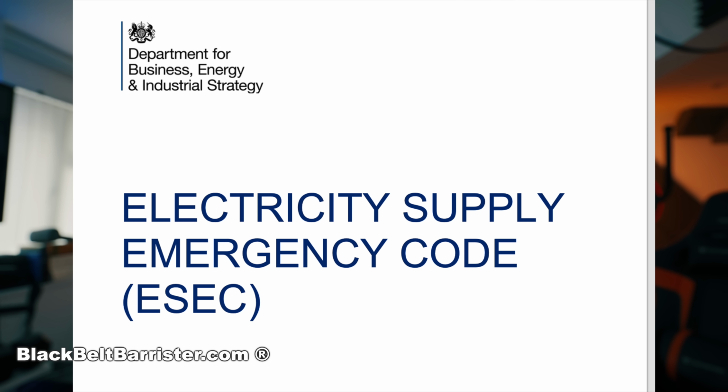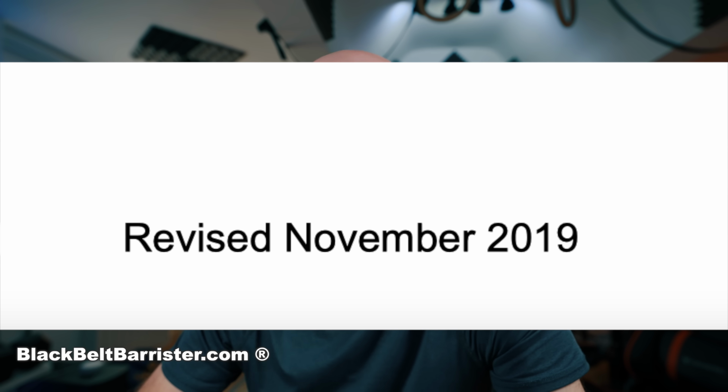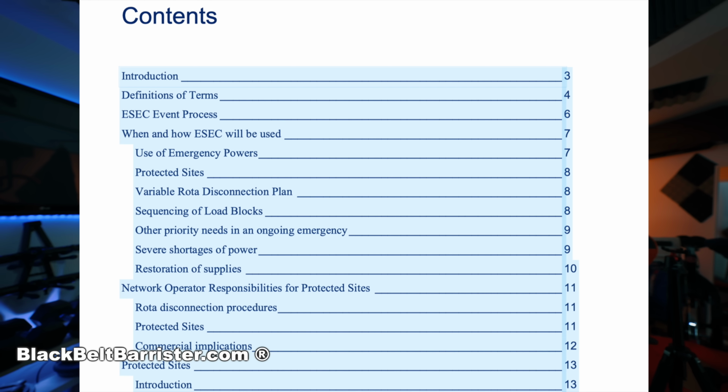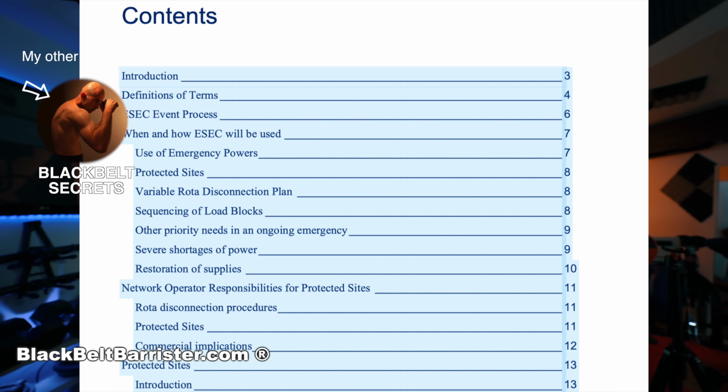In this video, talking about the Electricity Supply Emergency Code, ESEC, which has a rotational plan for when electricity may be switched off around the country in the need for a blackout. Now you'll be forgiven for thinking that this was conjured up during the current crisis, but in fact it was revised in November 2019. I will link this document in the description below, and it discusses the use of emergency powers, which gives the government the power to switch off electricity around the country in the need for a blackout. It discusses protected sites such as hospitals and so on.